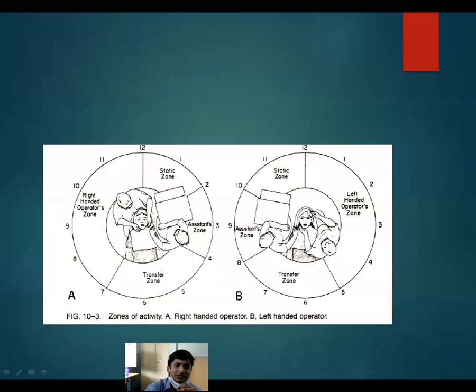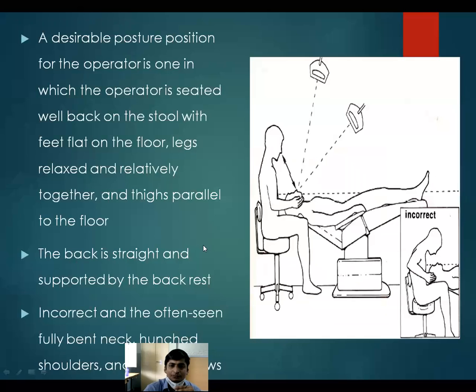Operator can sit in the 11 o'clock position, the 9 o'clock position, or the 7 o'clock position. So this is the operator's zone, and this is the static zone where no movements occur. From 12 o'clock to 7 o'clock, operator zone. From 7 o'clock to 4 o'clock, transfer zone. From 4 o'clock to 2 o'clock, that is 3 o'clock, this is the assistant zone, and this is the static zone. Same as that for the left-handed operator: left-handed operator zone, transfer zone, assistant zone, and the static zone.